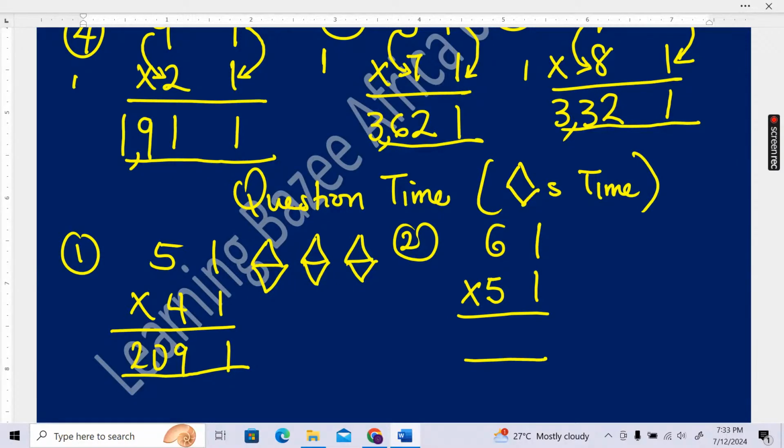So, how do we do this? 1 times 1 is 1. 6 plus 5 is 11. Write 1, carry 1 over. 6 times 5 is 30. 30 plus 1 that was carried, that's 31. Can you see how fast it is?